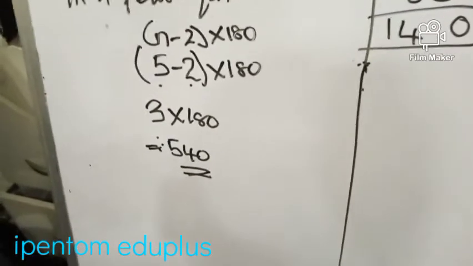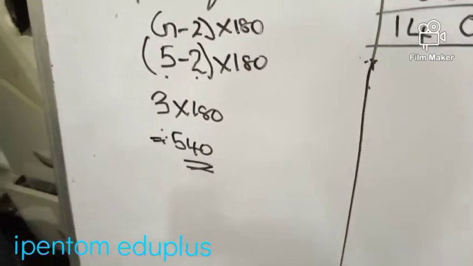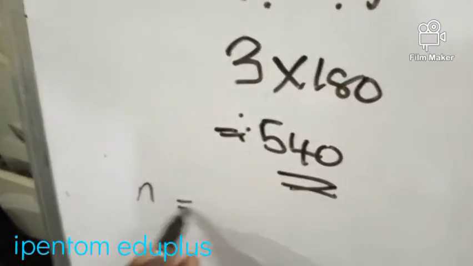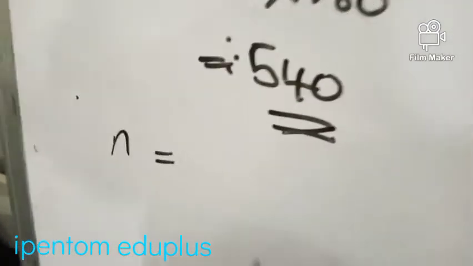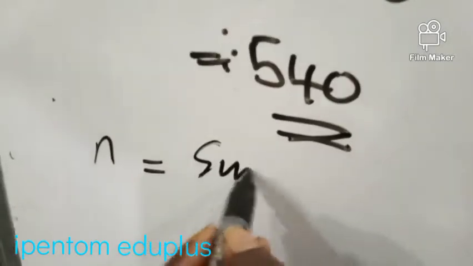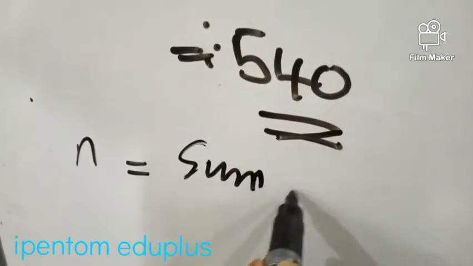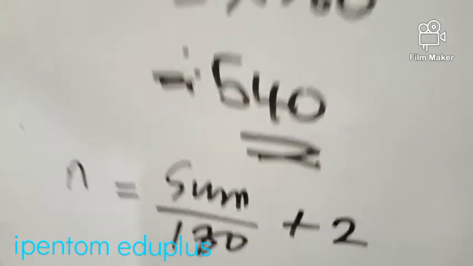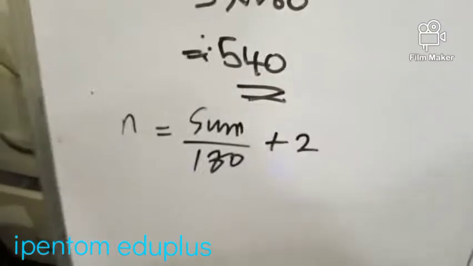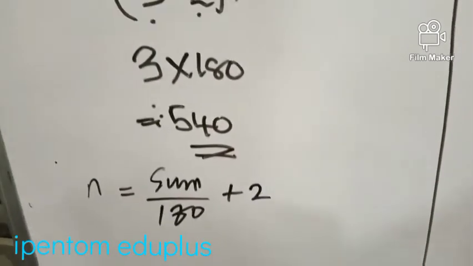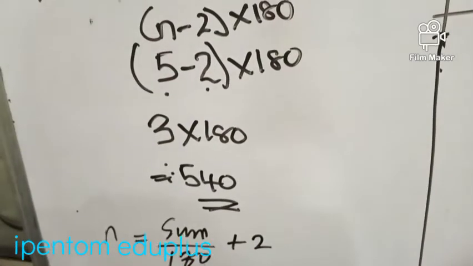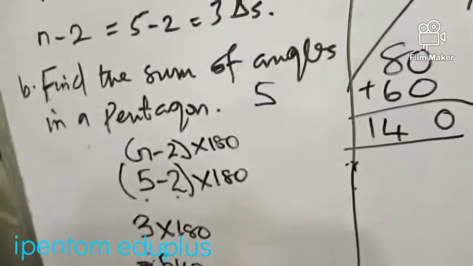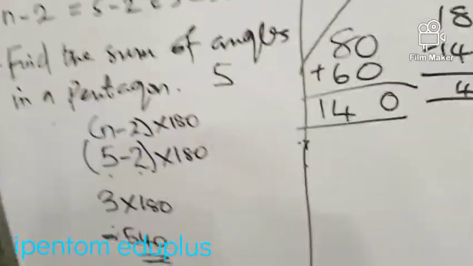At times they can give you a question where you have to find the number of sides. In a question where you are looking for n, the number of sides, the formula will be the sum of angles over 180, plus 2. It's as simple as that. With this formula, we can calculate the number of sides. So we're going to look at a question.